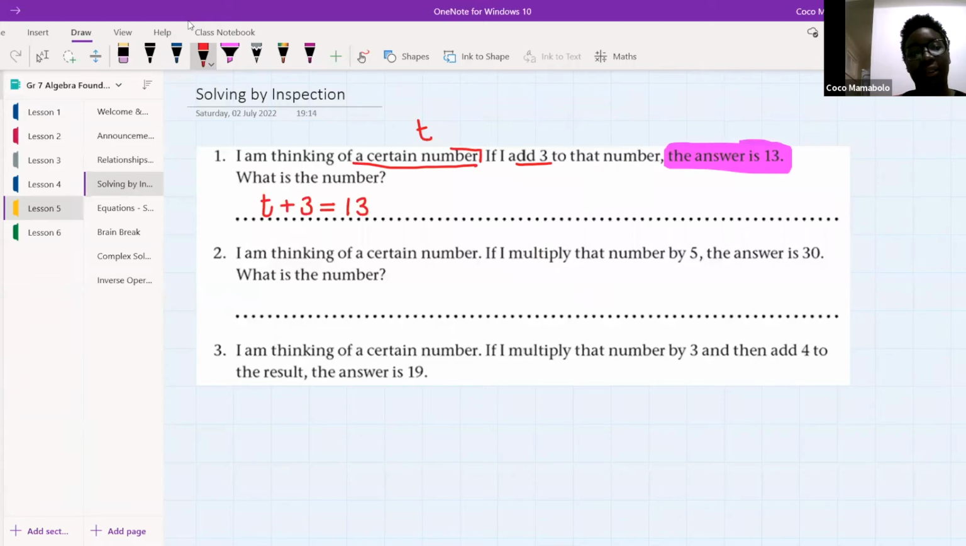But we're not done, Tahila. You told me that T is then going to equal how much? What is that certain number you told me about? That certain number that when I add 3 to it, it will give me 13. 10. It was 10. Good.